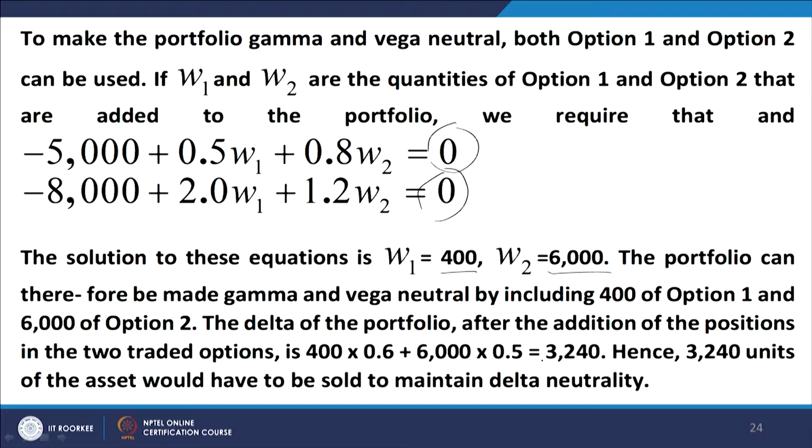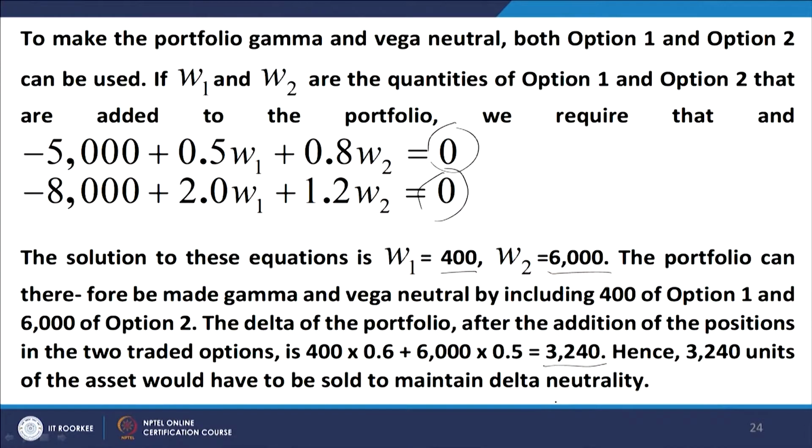In other words, after the addition of these two options, my delta has changed from 0 to 3240. I have made the portfolio gamma neutral and Vega neutral, but in doing this process I have sacrificed the delta neutrality. The delta neutrality has now gone and I have a portfolio with a delta value of 3240. How to make it delta neutral?